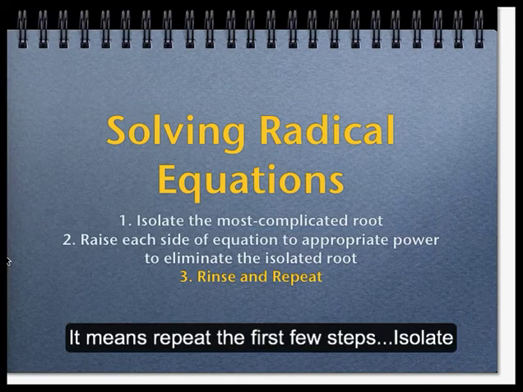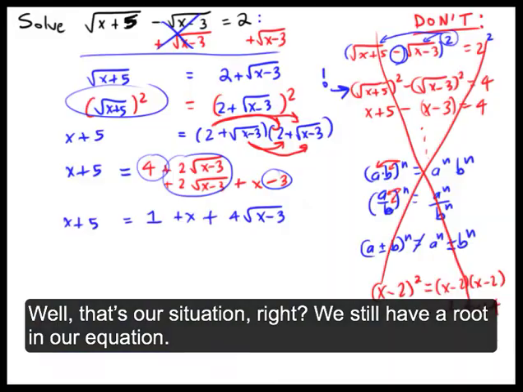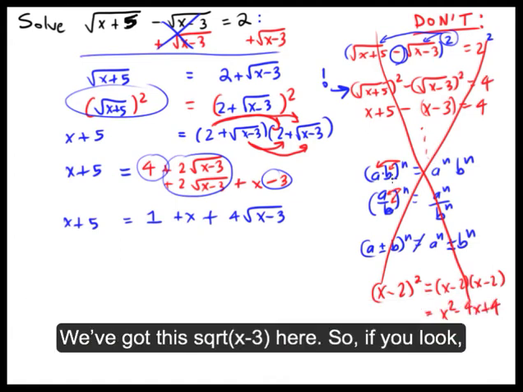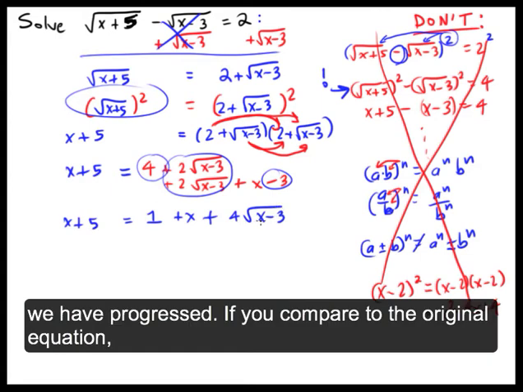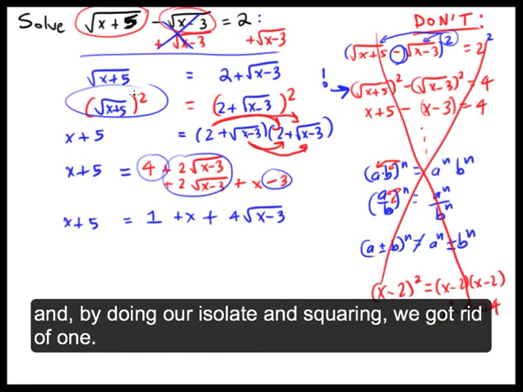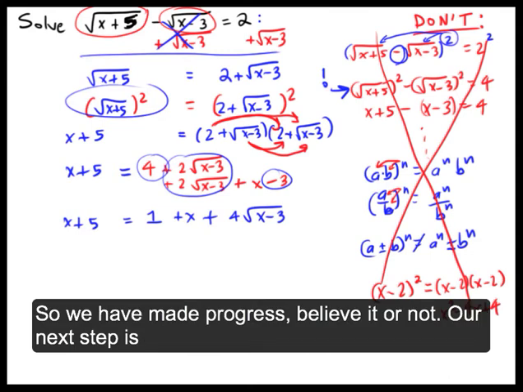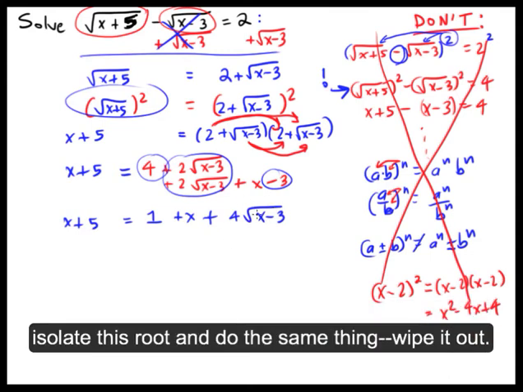Okay, what does rinse and repeat mean? It means repeat the first 2 steps. Isolate the root and use powers if there are still roots in your equation. Well, that's our situation, right? We still have a root in our equation. We've got this square root of x minus 3 there. So if you look, we have progressed. If you compare this to the original equation, it had 2 square roots. By doing our isolation and squaring, we've now gotten rid of one of them. There's only one root in our equation. So we have made progress, believe it or not. And then our next step is going to be isolate this root and do the same thing, and we're going to wipe it out. And then there'll be no more roots.